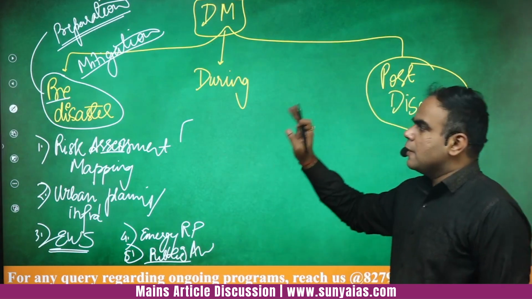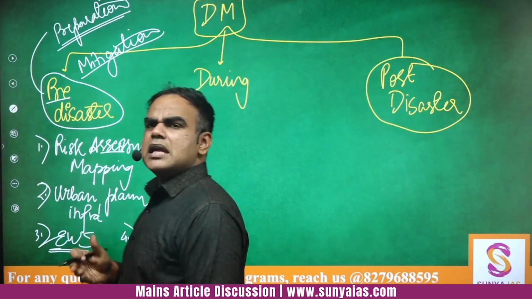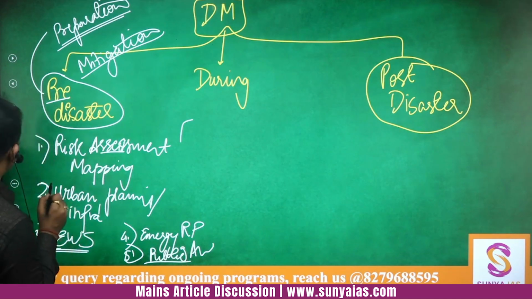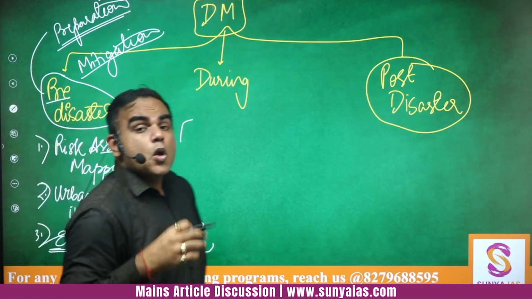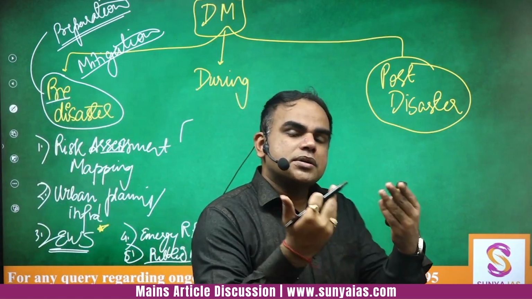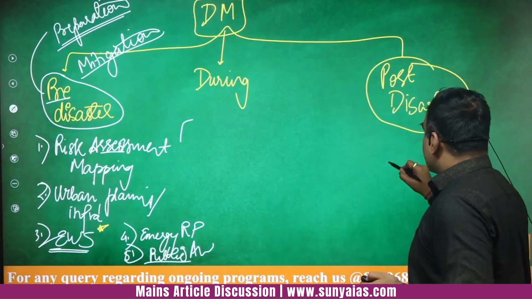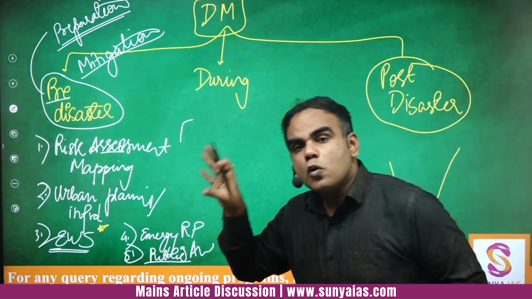Again, I'll repeat. Pre-disaster, what all can we do? Risk assessment and mapping, urban planning, infrastructure development. We can talk about early warning systems. This is a very important point. In fact, the example I gave you of Odisha, Odisha has invested a lot in its early warning systems. So you can also write that the different coastal states can follow the role model of Odisha in this manner.